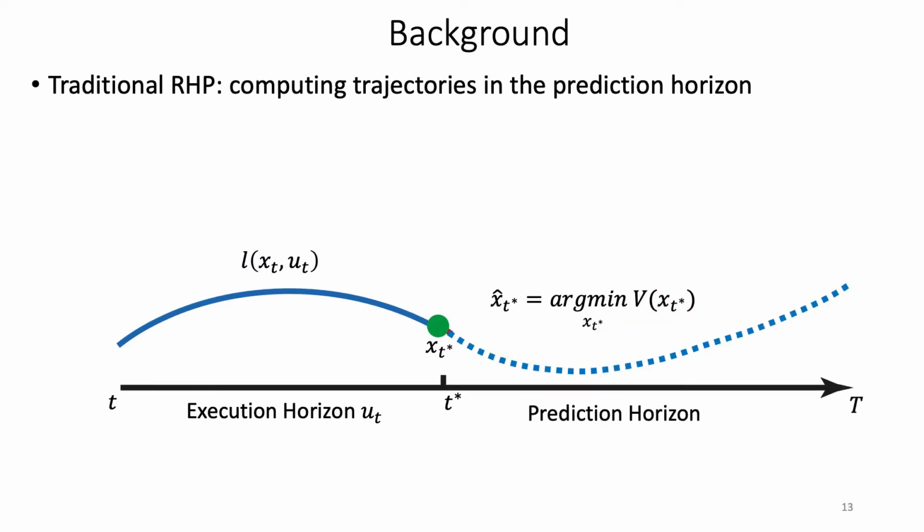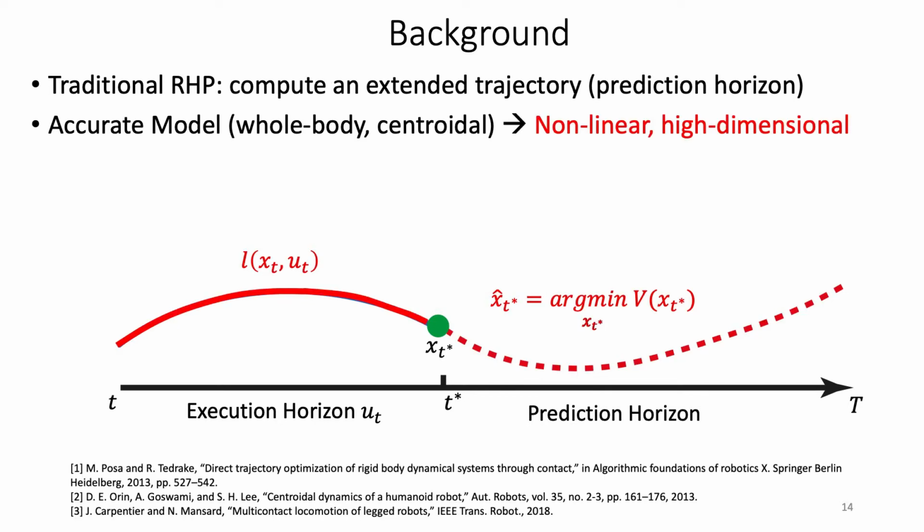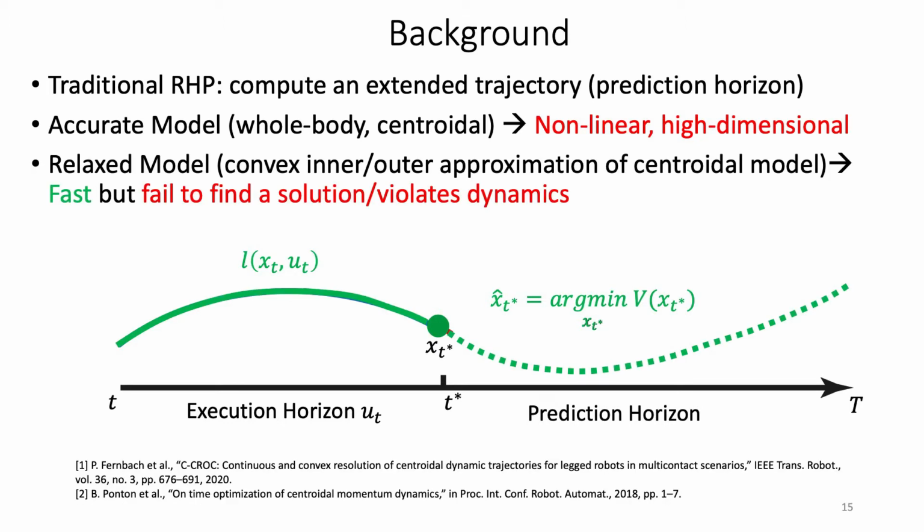Traditional RHP approximates the value function by computing trajectories in the prediction horizon, while the computation time highly depends on the chosen dynamics model. For instance, we can cover the planning horizon with accurate models, such as the whole-body model and centroidal model. However, these models are usually nonlinear and high-dimensional, which hinders online computation. To speed up the computation, convex inner and outer approximations of the centroidal model are proposed.